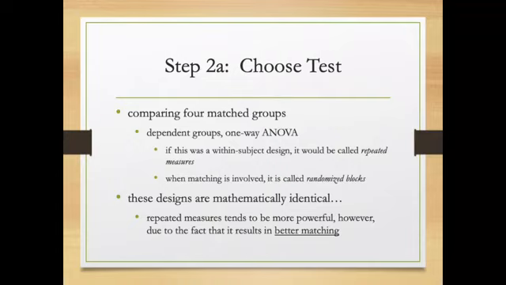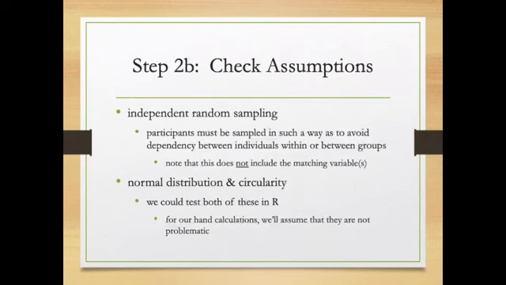But as was the case with the dependent groups t-test, repeated measures analyses tend to be more powerful due to the fact that they result in better matching between groups. We'll gloss over the assumptions again, but remember, you need to be thinking about your assumptions when you're collecting your data, particularly the assumption of independent random sampling. If you collect your data in such a way as to create pockets of dependency within your data, all of your empirical data gathering will have been for naught. There isn't much you can do to correct things after the fact.